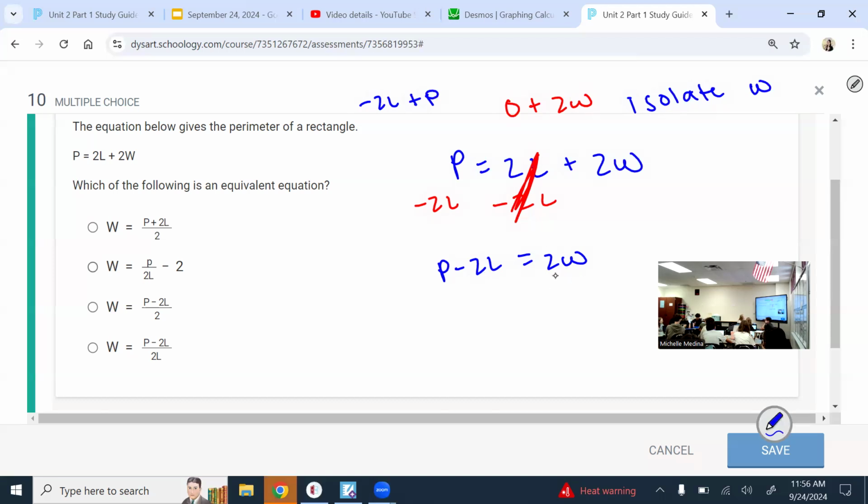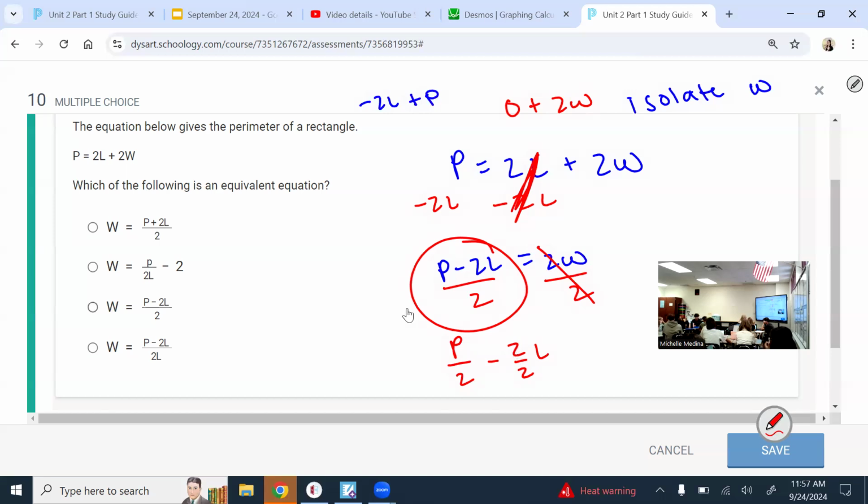All right, now the W is not completely alone. What is opposite of multiplying by 2? Dividing. And whatever you do to one side. So it can be represented as W equals this, or if you remember that one warm-up, it might be like this, where if you do it to one term, you have to do it to both. And look what happens here. Technically, this would cancel to 1. But let's look at our answer options. Which one best matches what we have going on? Let's say P minus 2L over 2 is the right answer.